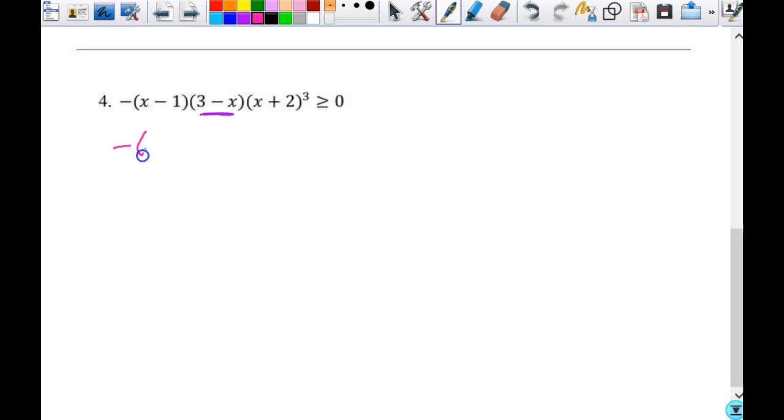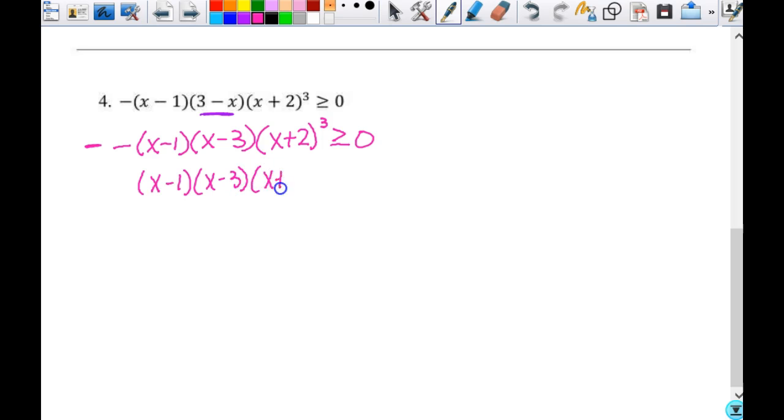I start with negative x minus 1. I'm going to factor out a -1 from there, so it comes out here, right? Then that becomes x minus 3, like what I need, times x plus 2 cubed is greater than or equal to 0. Now what happens to the negative? They cancel out. So I really just have x minus 1 times x minus 3 times x plus 2 cubed is greater than or equal to 0. So make sure you actually look at what you have before you just assume that it's in the form that you need and just go with it. Okay.